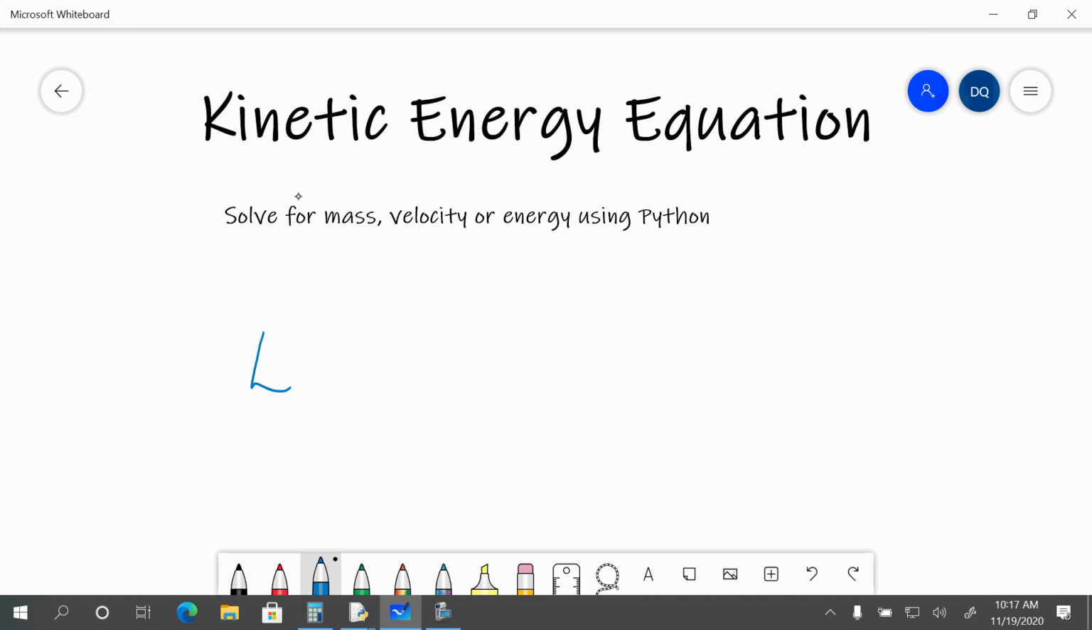So kinetic energy from physics is 1/2 mass times the square of your velocity. So this relates how much energy a moving mass has based on how massive it is and how fast it's going. So let's say I was working with this equation and I wanted to write a program to help find mass, velocity, or energy. Obviously, you would need to know the other two variables. So the first thing our program is going to have to do is ask, what are you looking for? Are you looking for mass, velocity, or energy? So number one, the program is to ask, what are you looking for?